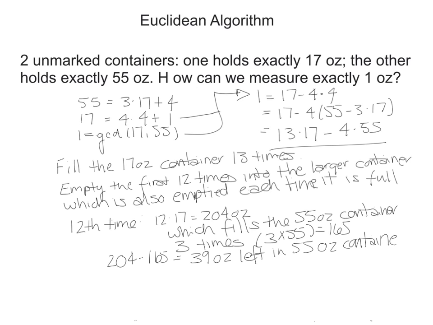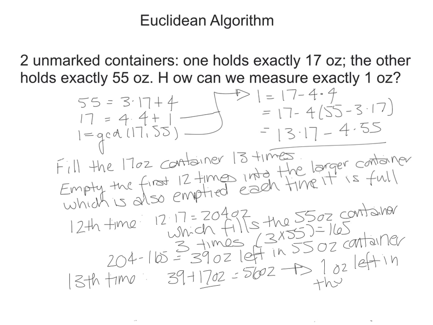So then the 13th time, the 17-ounce container is filled. We're going to have 39 plus 17 ounces, but that's 56 ounces. So only 16 ounces are going to be able to be poured into the 55-ounce container, and 1 ounce will be left in the smaller jar. And that's our solution.